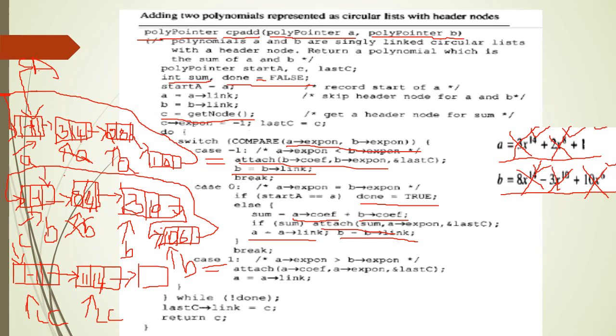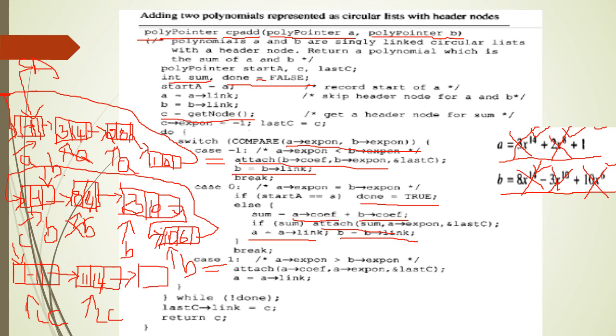Then b comes to the header node of the second polynomial. Next, leading exponent of the first polynomial is 0 and leading exponent of the second polynomial becomes minus 1 at this point of time, because b is pointing to the header node of the second polynomial. So the exponent field in the header node is minus 1; 0 and minus 1 will be sent to the compare function. Obviously 0 is greater than minus 1, it matches case 1.